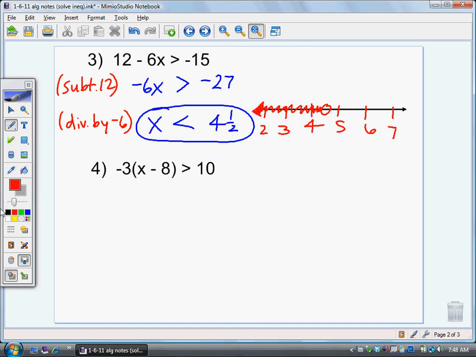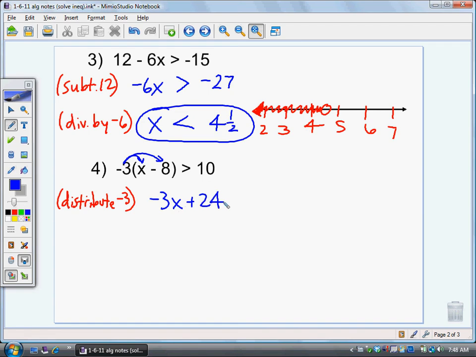And now the last example that I have on this one, we're going to distribute -3. When you distribute, okay, you're not multiplying both sides. You're just doing the arithmetic. I'm simplifying the left side. So I would get -3x plus 24.